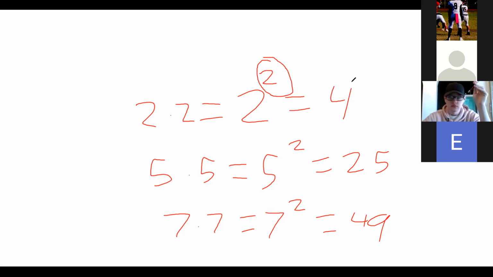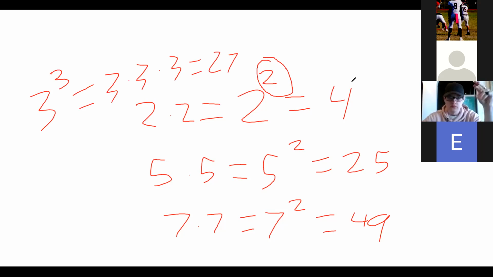When I say cubed, do you guys know what that means? To the power of 3. 3 times 3 times 3, which is 27, right? And then after that, we just say 3 to the power of 4 or 3 to the power of 5. There's no real words for that.